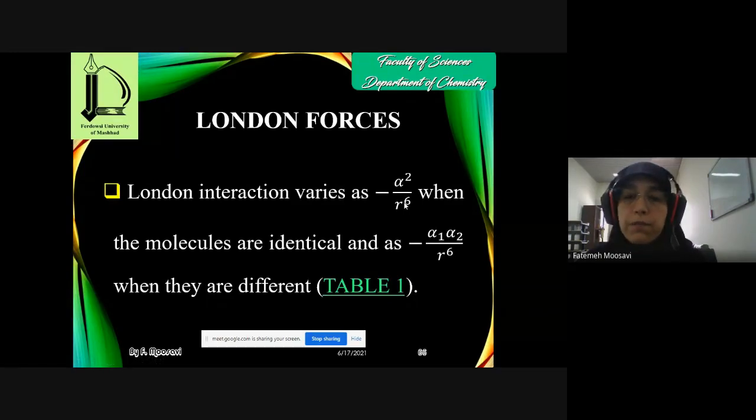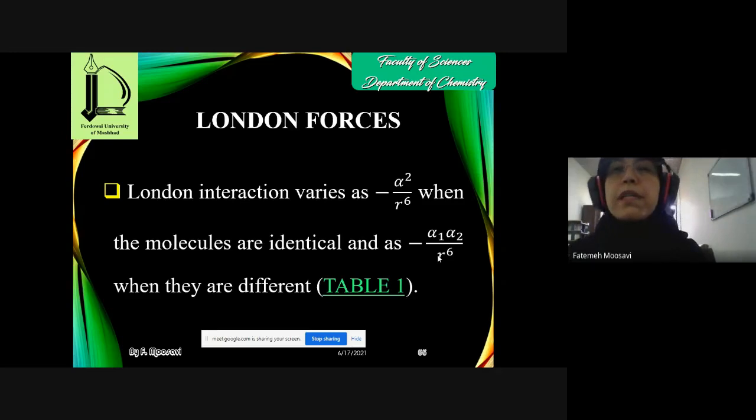If the two molecules are identical, and when the molecules are different, we have the London interaction as this equation: alpha 1 multiplied by alpha 2 over the sixth power of separation. You see that the interaction between these atoms or molecules changes inversely with the sixth power of the separation. The molecule with the highest polarizability has the highest interaction energy. So, like the potential energy of dipole-dipole interaction between rotating polar molecules, the potential energy of London interaction decreases very rapidly with distance.